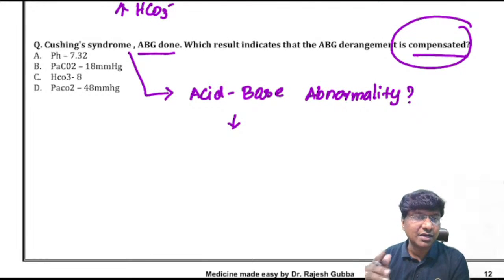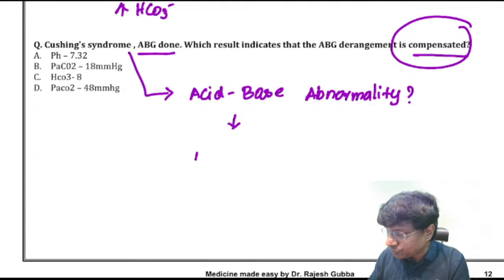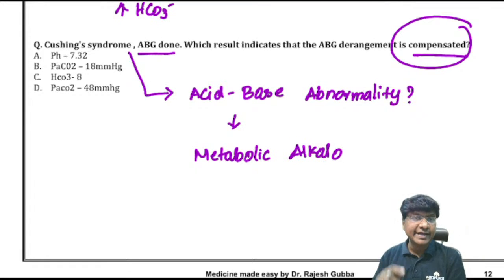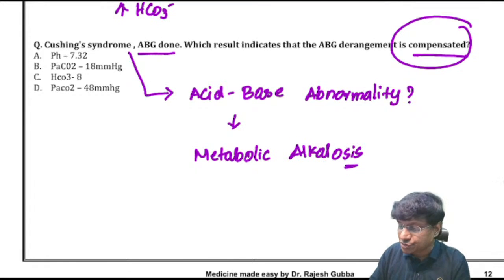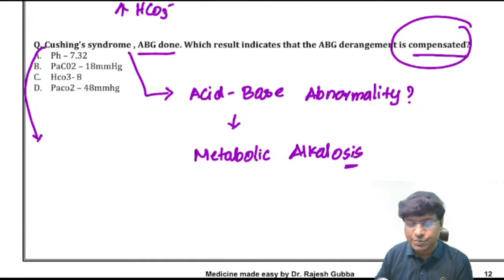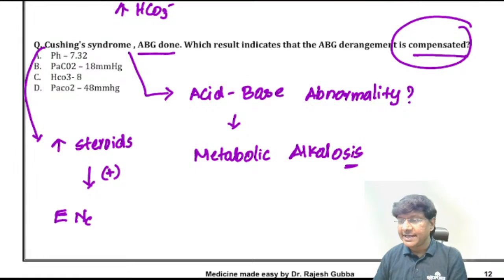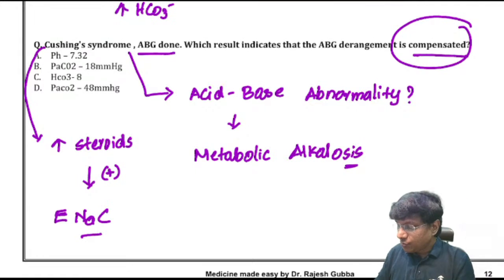So in patients with Cushing syndrome, there will be hypokalemic metabolic alkalosis. Now you may ask me the question, why will there be hypokalemic metabolic alkalosis in patients with Cushing syndrome? That is because in patients with Cushing's there is an increase in steroid levels, and this increased steroids will go and activate the epithelial sodium channels. When the epithelial sodium channels have been activated, what will happen?